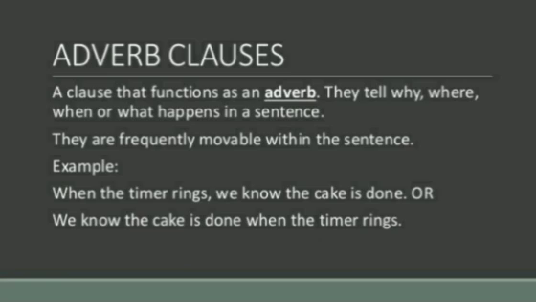A clause that functions as an adverb is called an adverb clause. They tell why, where, when, or what happened in a sentence. They are frequently movable within the sentence. For example, when the timer rings, we know the cake is done. Or we know the cake is done when the timer rings. So we can change its position and it will still be in the sentence.